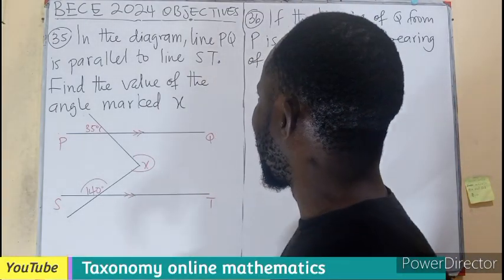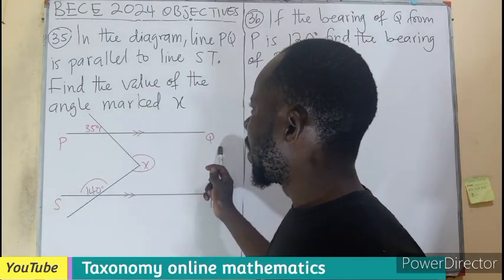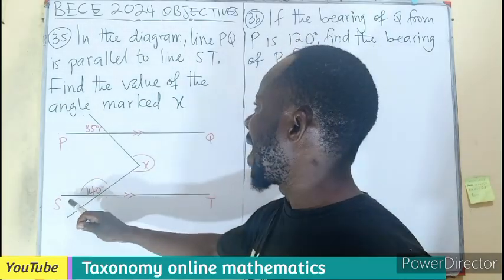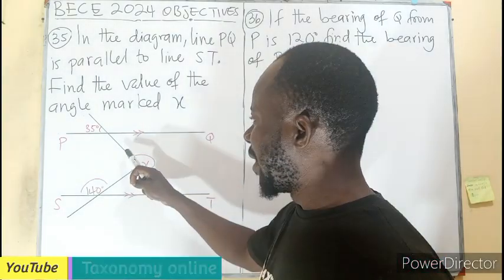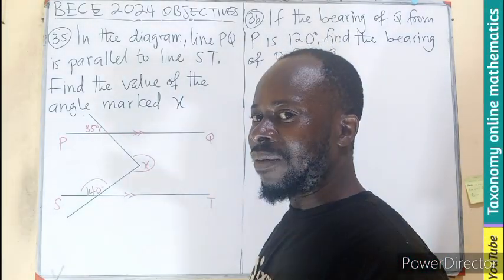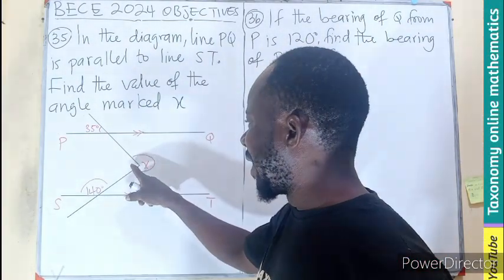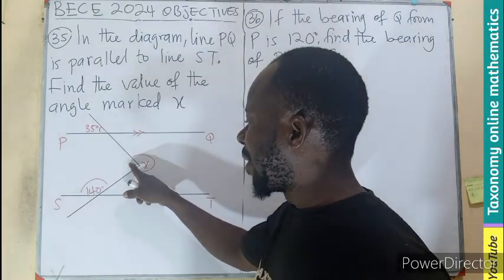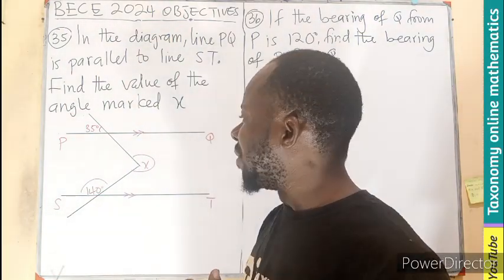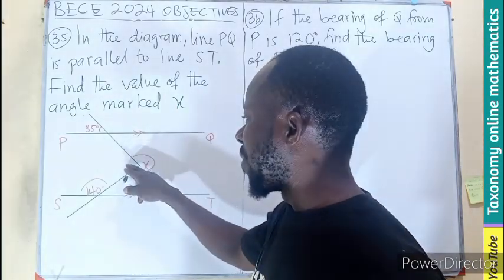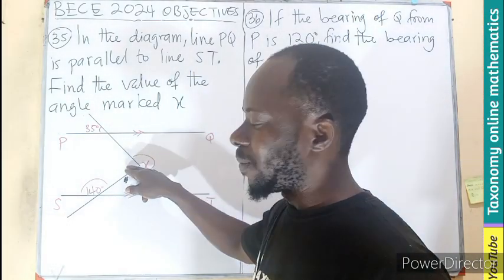In the diagram, the line PQ is parallel to the line ST. We have to find the value of x. Don't forget this angle here is a reflex angle. When added to this angle here, the two together will give us 360, angles meeting at a point. So we need to know what value this angle will give us.